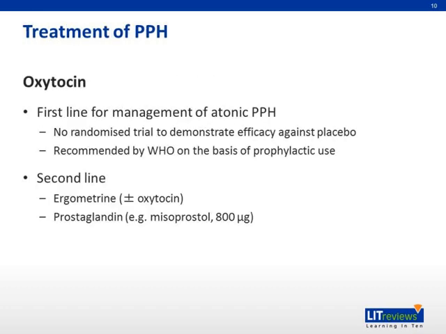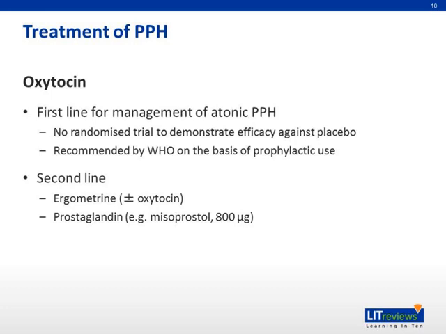Now we go on to the treatment of PPH. The first line of treatment and management of atonic PPH is oxytocin. There is, however, no randomized trial at the moment to demonstrate the efficacy of oxytocin against a placebo. It is now recommended by WHO on the basis of prophylactic use.